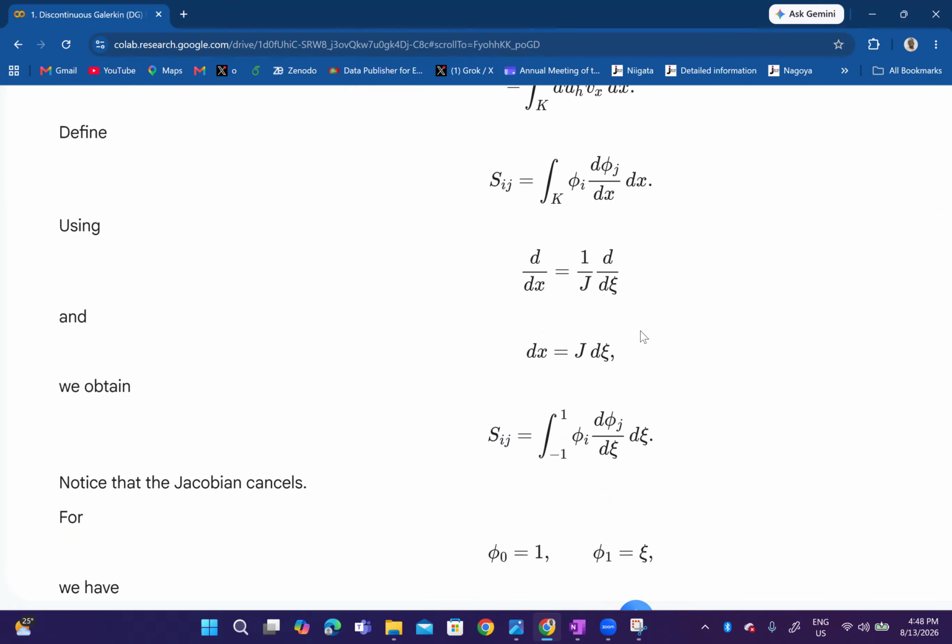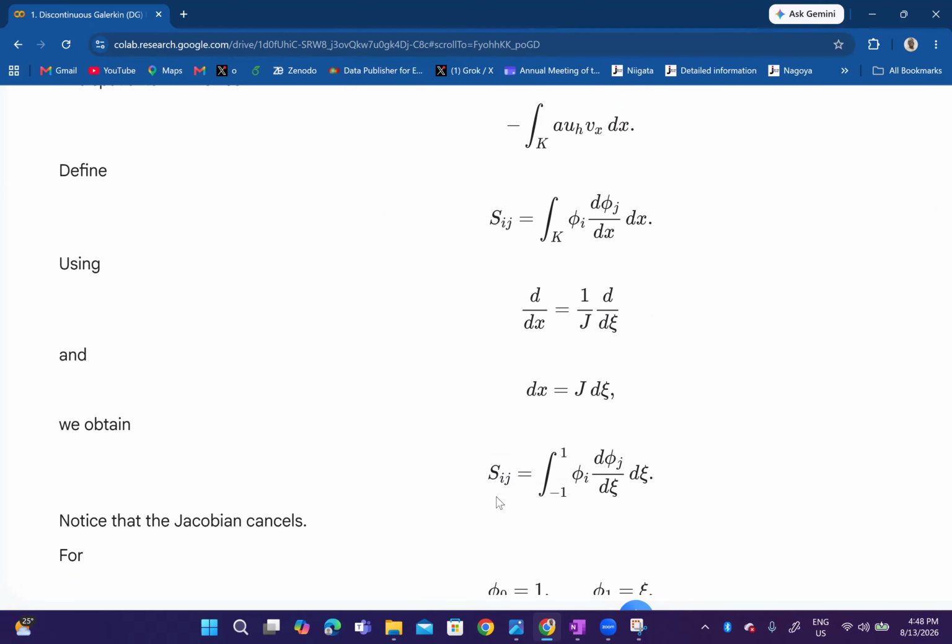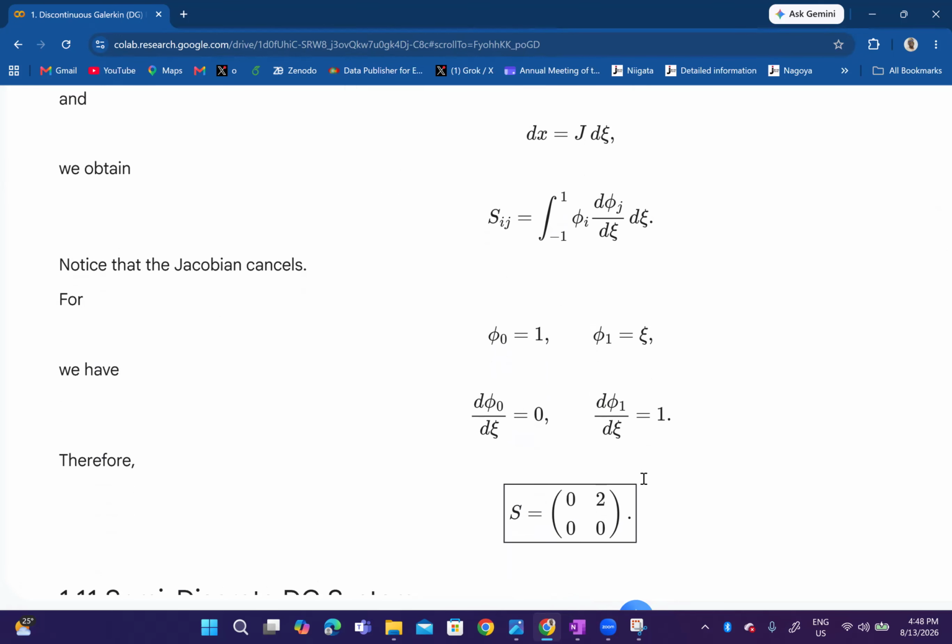So what does that now mean? We have S_ij equals the integral from -1 to 1 of phi_i, then the derivative of phi_j, dψ, because dx has now been taken to be J dψ. So we have J dψ, and then dx again is J dψ. So the J will cancel itself out, like that, because dx is J dψ. It's as good as they can cancel themselves out, but we just leave it like that. So you can notice that the Jacobian then cancels.